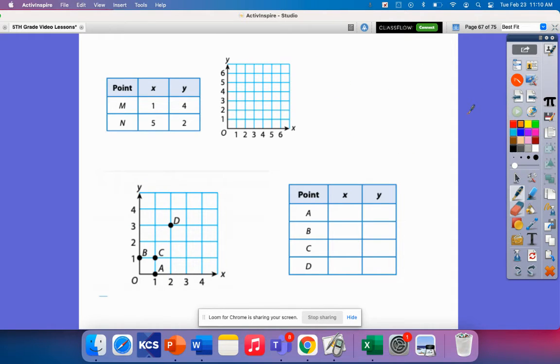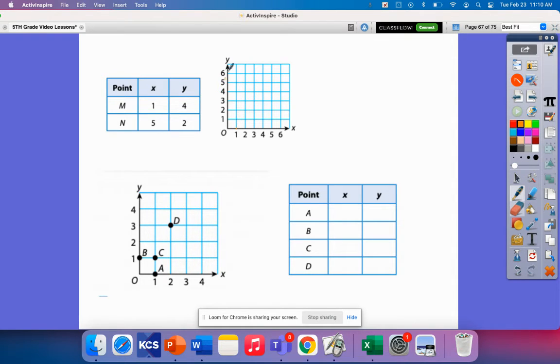Okay, let's look at some other practice problems. You will probably be given some points, X values and Y values, and you will have to plot them just like we did in that problem before. So here we have (1, 4). Our X value is 1. Remember, it's along the X axis. So here is 1. And then my Y value is 4, so I'm going to go up.